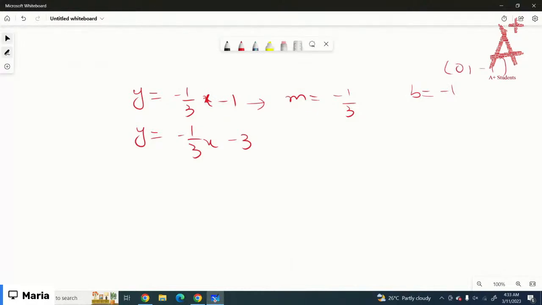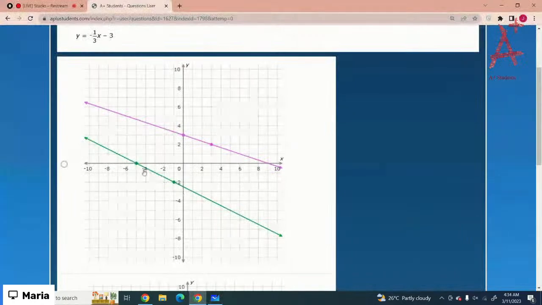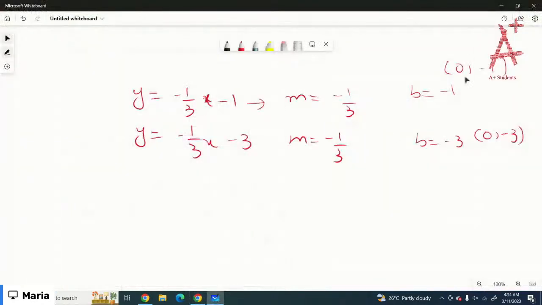For this one, m equals negative 1 over 3 and b equals negative 3. That means the graph is touching the y-axis at negative 3. It is (0, negative 3). Got it? So let's just see which is the solution. Just see the y-intercepts. For one, it is negative 1, and for the second one, it is negative 3.